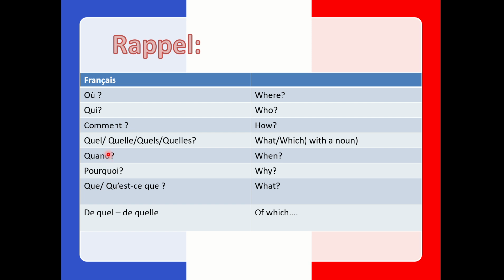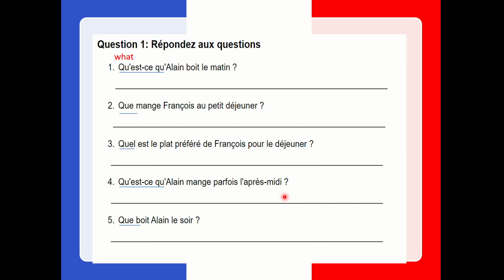Okay? So quickly I'm going to translate. Où means where, qui, it's who, comment, it's how, like comment ça va, quel, in its different forms, féminin, pluriel, etc. It means what or which, if it is followed by a noun. We have quand, which means when. Pourquoi, it's why. Que and qu'est-ce que means what, et de quel, it means of which. D'accord? In here, all the questions are with what, qu'est-ce que, etc.